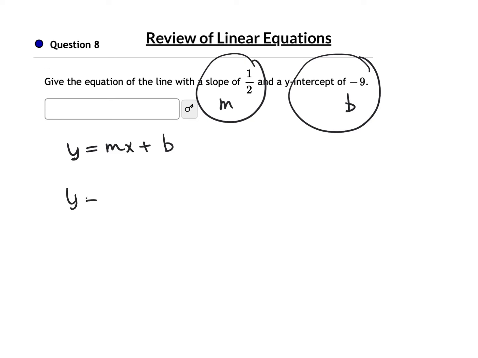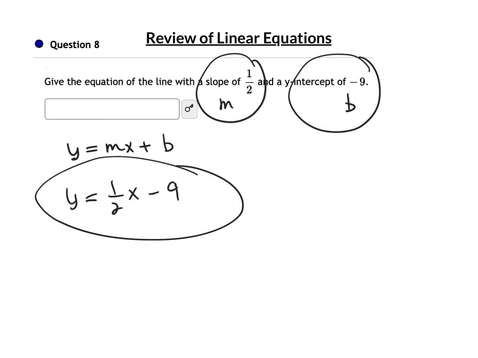All we need to do then is substitute in for m, 1/2. Substitute in for b, negative 9. So this is plus negative 9 or just minus 9. And there's our equation in slope-intercept form. The reason they call this slope-intercept form is because we can easily see the slope and easily see the y-intercept.